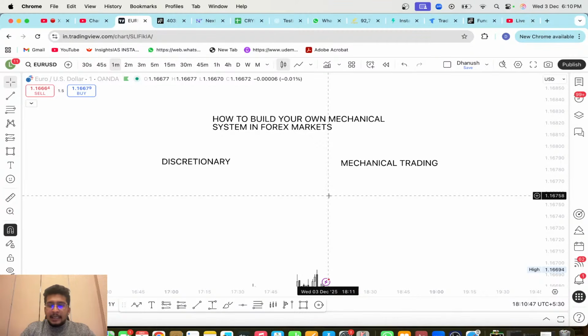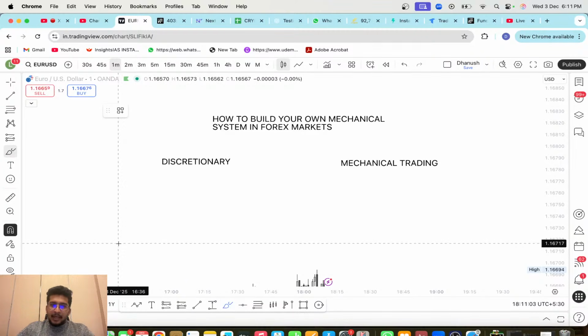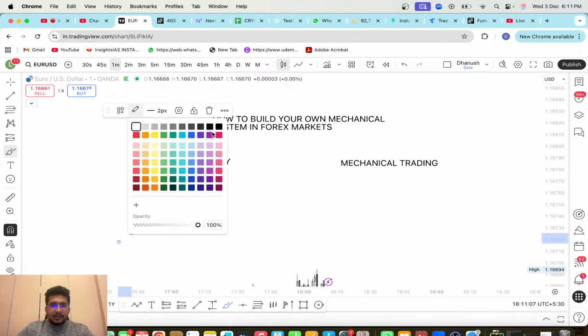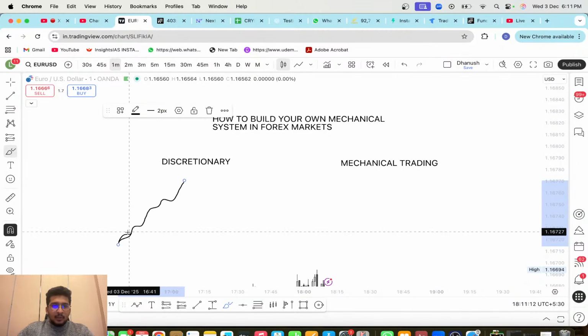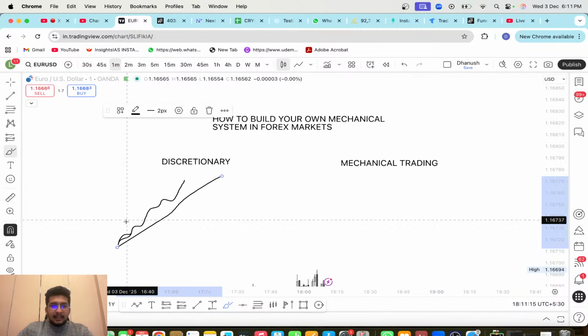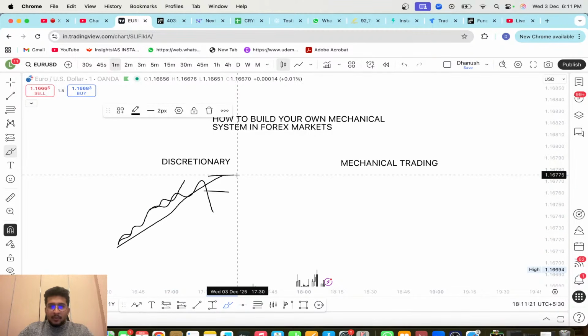But coming into mechanical trading, the way we are going to approach the market is completely going to be a mechanical method. For example, in discretionary trading we'll use some patterns. Let's say a pattern is forming, and the market is moving like this. We used to use a trend line pattern, right? If the market breaks this pattern, we used to enter here, and our stop loss is going to be above this level, and we'll target the lower price.